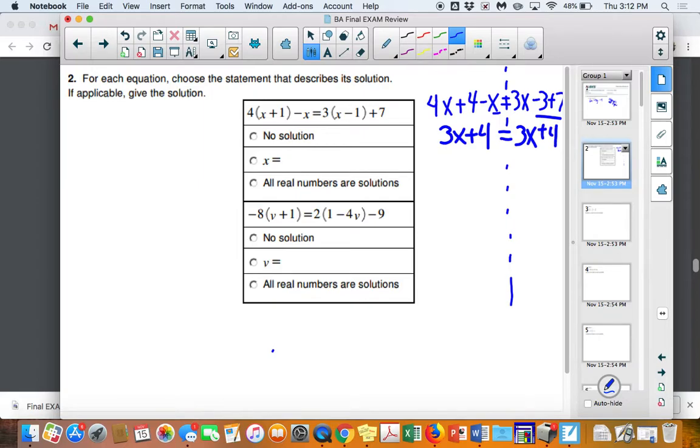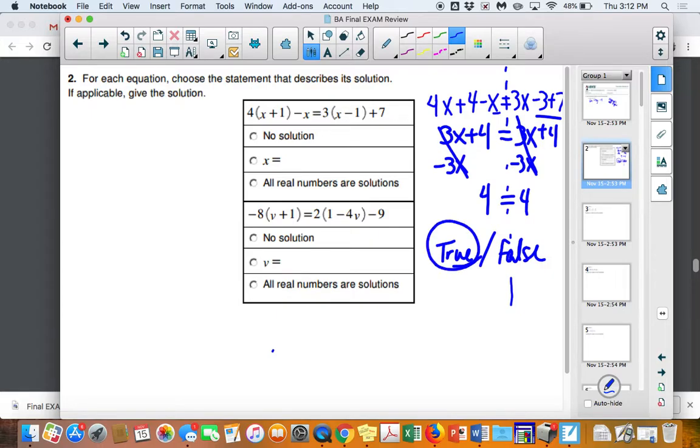Alright, so now I can go through and subtract 3x on both sides, and you see I have one on the left side of the line and one on the right side of the line. Well, when that happens, my x's disappear and I have 4 equals 4. When that happens, I need you to ask yourself, is this true or is this false? Because that's going to lead you to making the correct conclusion. Well, 4 equals 4 is true, so we definitely have a true statement. So does that sound like all real numbers or no solutions? Hopefully you guys know that all real numbers will work.